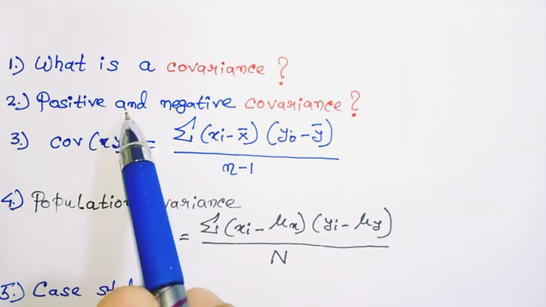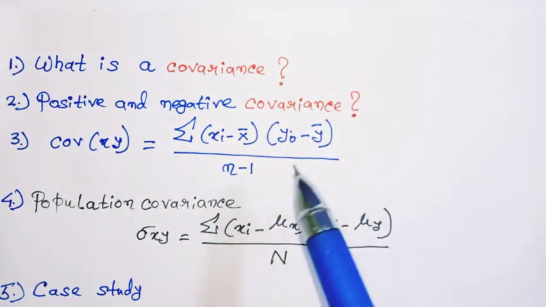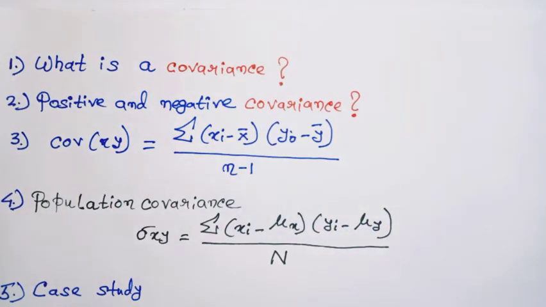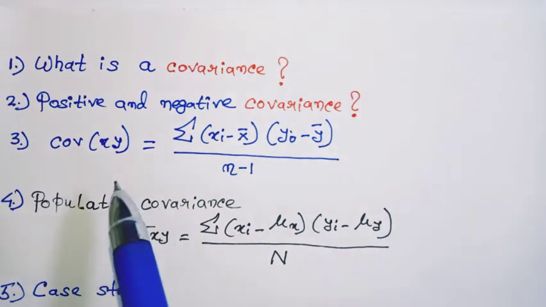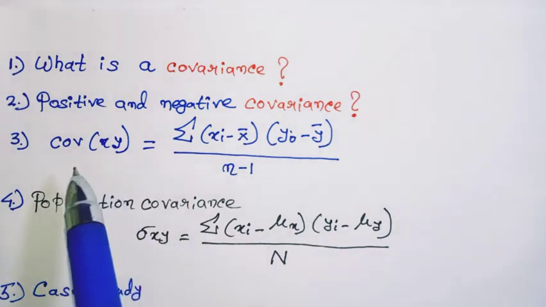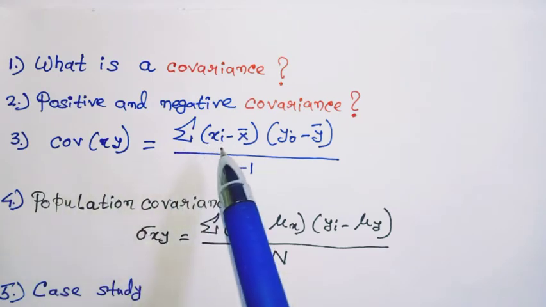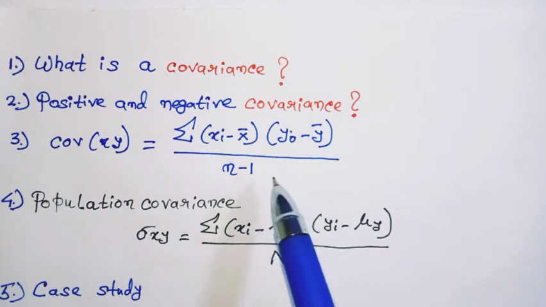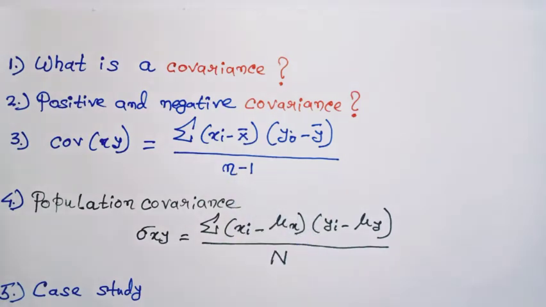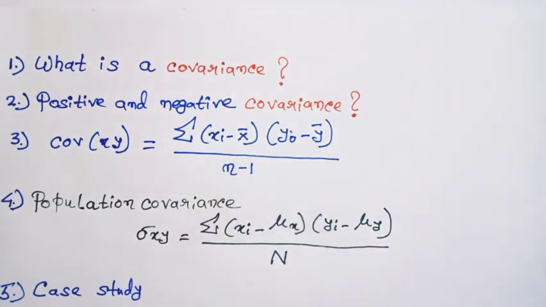We have also seen what is positive and negative covariance, how positive covariance goes when two variables are moving in the same direction, and what is a negative covariance. We have also seen this formula, point 3: covariance of x and y equals sigma of (xi minus x bar) (yj minus y bar), whole divided by n minus 1. If you have watched my earlier video, we have shown a case study in which we used this formula.